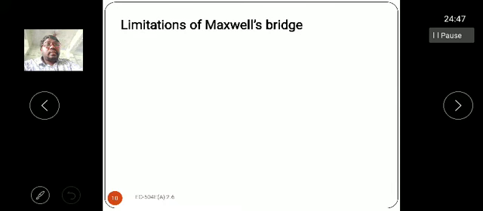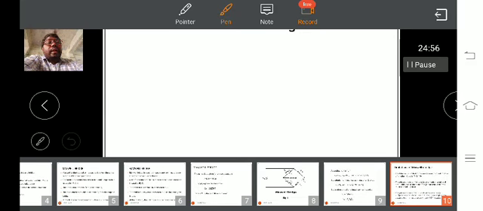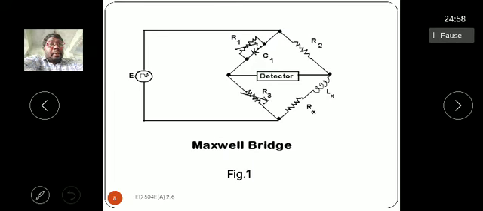This is the equation part of the Maxwell's bridge, and next the limitations of the Maxwell's bridge. Again, I am showing the circuit and discussing the Maxwell's bridge quickly. In the Maxwell's bridge construction, we are using four arms connected in a bridge manner. The first arm is a known impedance. The second arm is also a known impedance, and the third arm is also a known impedance. The fourth arm is the unknown impedance.